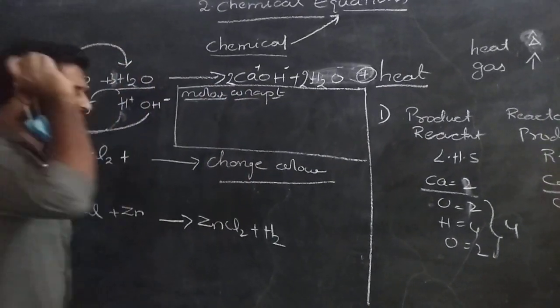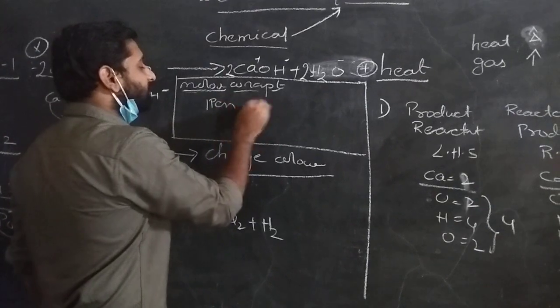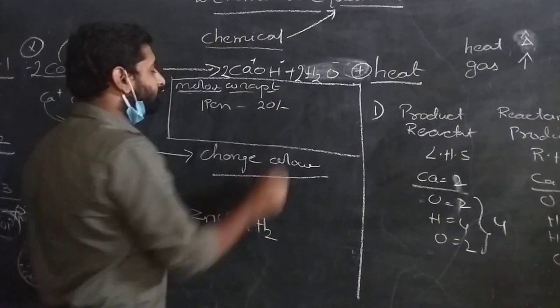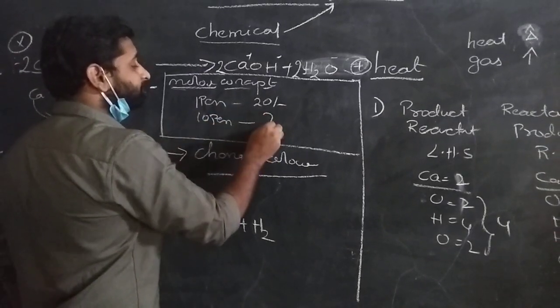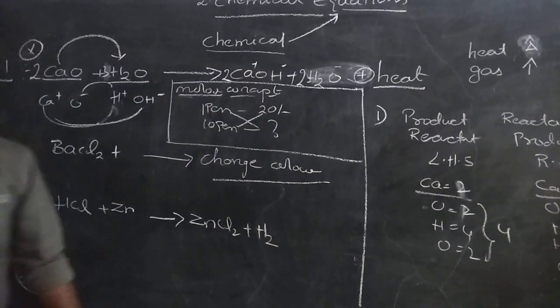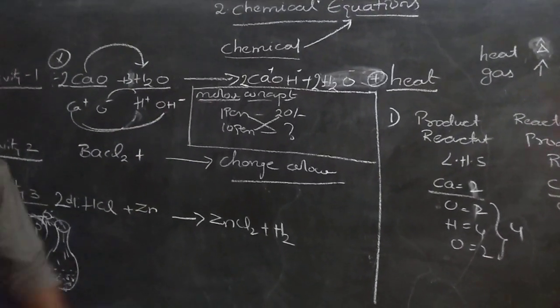So you guys are aware of the mole concept. Simple. 1 pen costs 20 rupees. Then what is the cost of 10 pens? You already learned about it. Cross multiplication, we do it. In the same way here, this is mathematics.